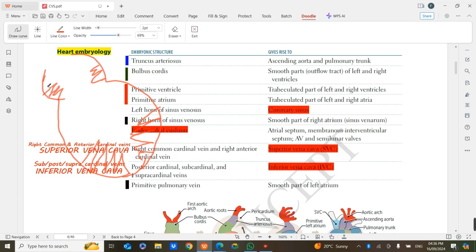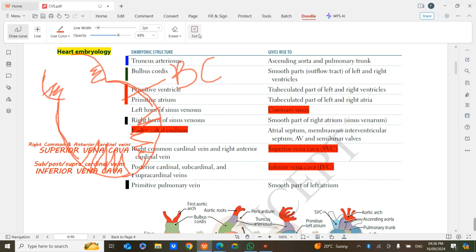What about the smooth part of the atria and the smooth part of the ventricles? The smooth part of the ventricles, you can see this place looks bulbous. You can look at it like that if you wish. I'm only trying to have a way to portray the picture so that you will remember. So I will say that this smooth part is coming from bulbus cordis. All right, very easy and straightforward.